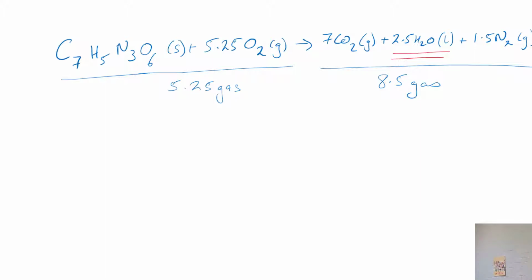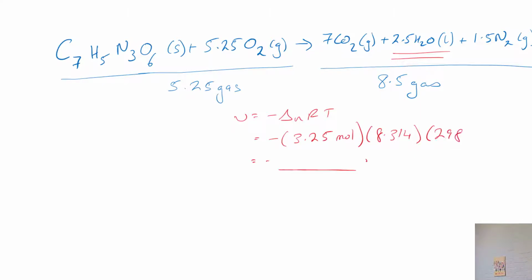So this means that we have 5.25 going to 8.5, so therefore work is equal to minus delta N RT. So it's equal to minus 8.5 minus 5.25, which is 3.25 moles, times 8.314 times 298. So we'll get some value. I haven't worked it out in joules per mole. We'll get some final value here of the work of expansion. Sorry, the whiteboard is just taking a while to catch up there.